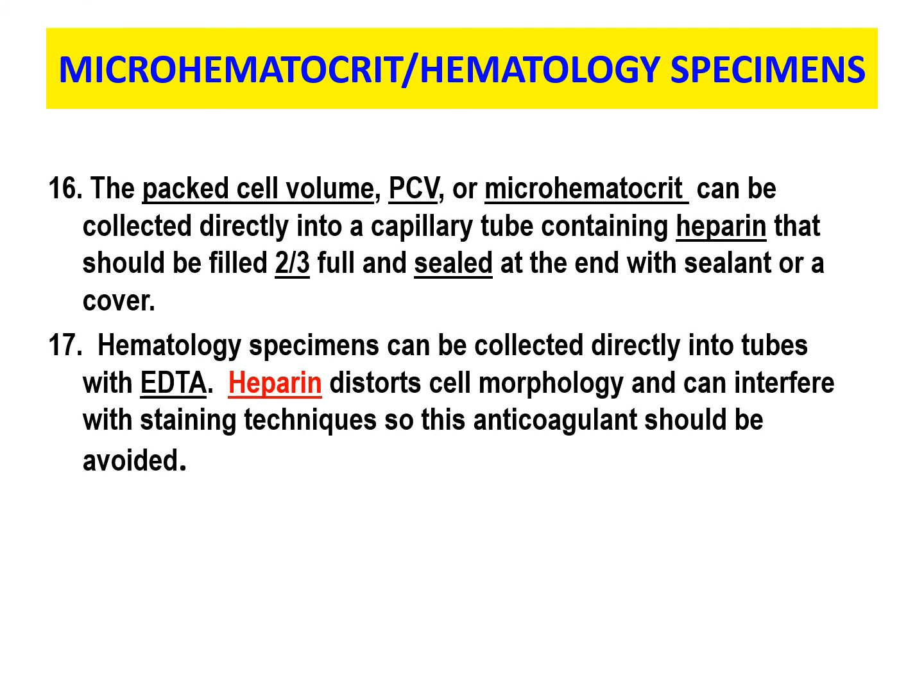Our purple or lavender tops, same thing, they have EDTA in them, and as we now know, we collect those first, right? And then we have heparin tubes as well. But the reason we don't use, and we talked about this before, a green top or heparinized tubes is because they distort the cell morphology and can interfere with the staining technique. So this anticoagulant should be avoided when doing any type of hematology studies.